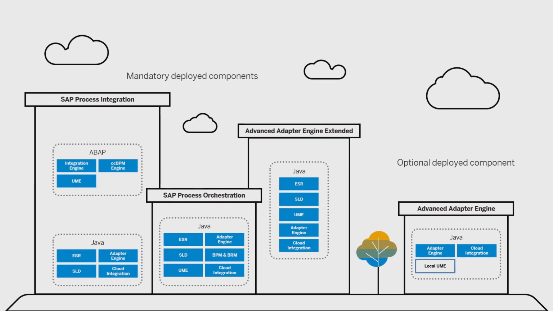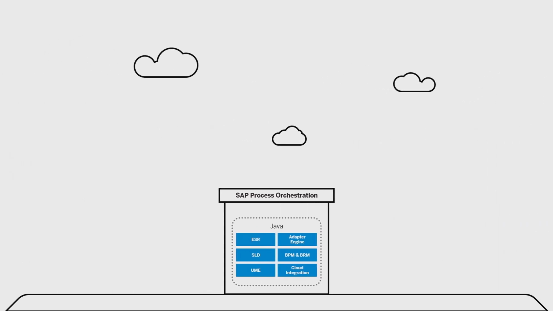The second option allows you to avoid a higher TCO in terms of hardware costs, as well as operation and monitoring costs, which come with a dual-stack architecture. With Process Orchestration, we have provided an integration offering that runs on a single-stack architecture, namely an Application Server Java. Process Orchestration is our strategic integration offering for an on-premise deployment which covers the full functional range of an integration platform, including message processing, connectivity, and business process and rules management.